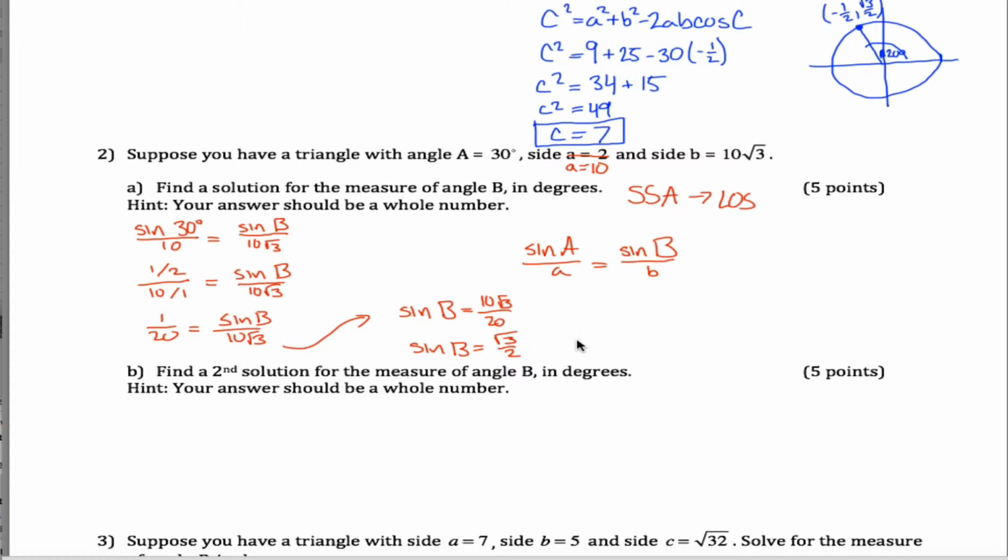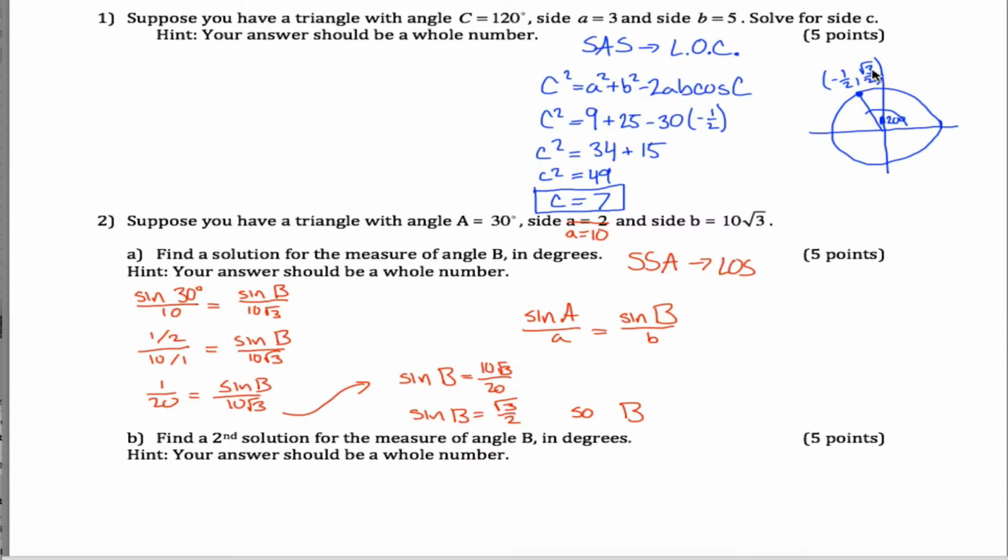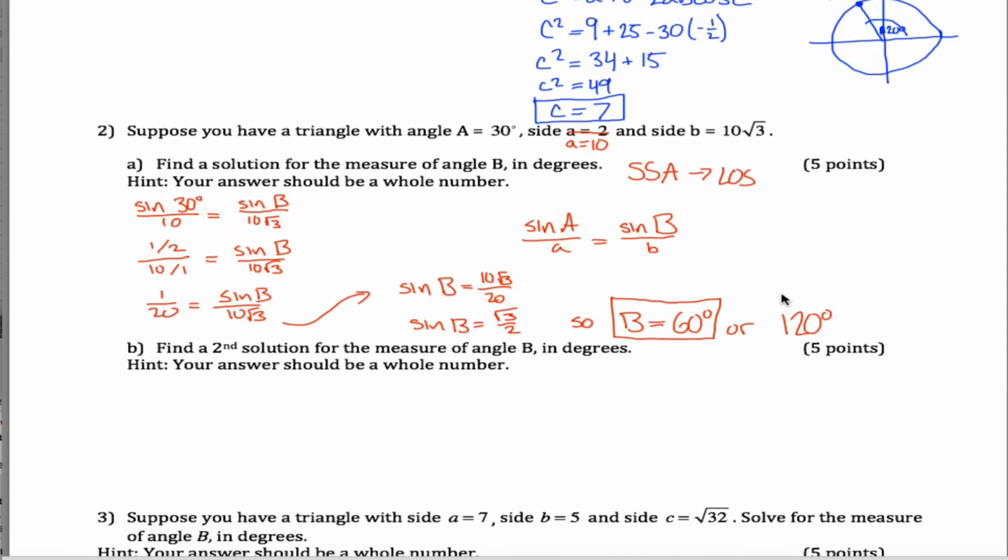Well, one possible solution is, hey, look at that, I got a picture of one possible solution. If I want the sine of B to be equal to root 3 over 2, I want the height to be root 3 over 2. So I have two possible solutions here. I could be talking about a 60-degree angle or a 120-degree angle. So B equals 60 degrees or 120 degrees. The B equals 60 is the answer to this part, and the B equals 120 is the answer down here.